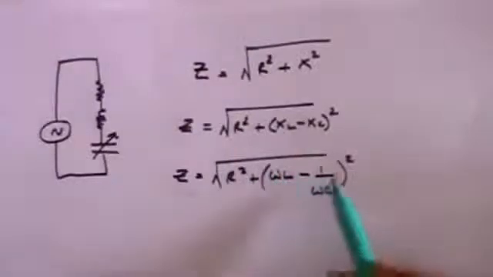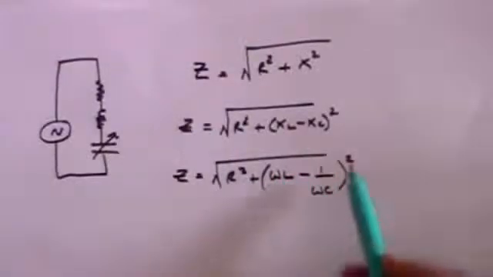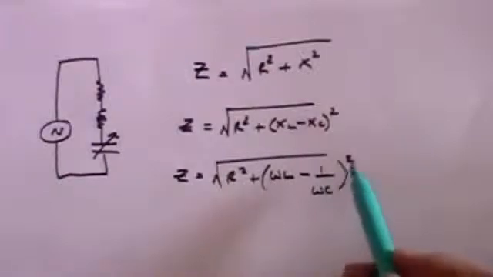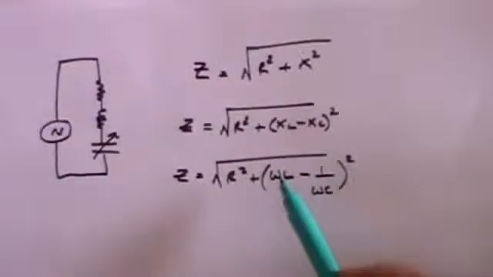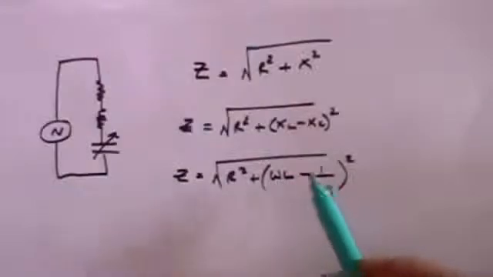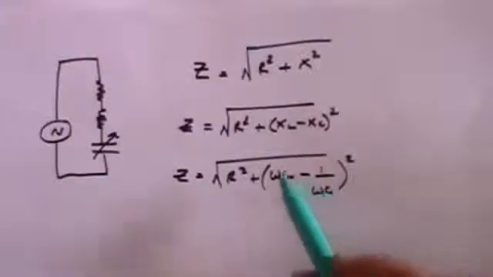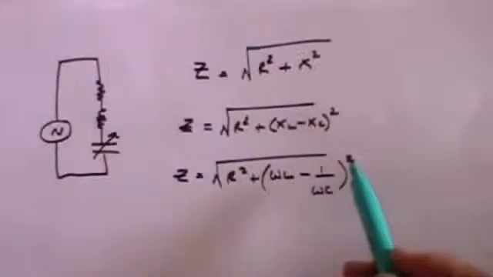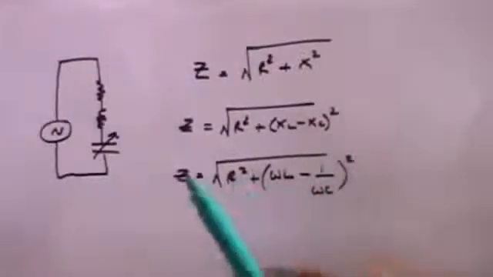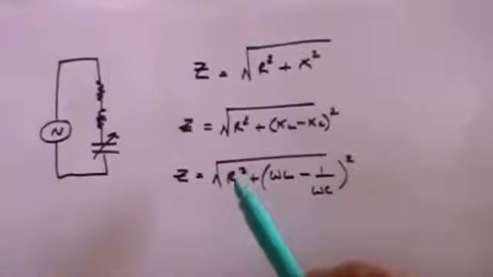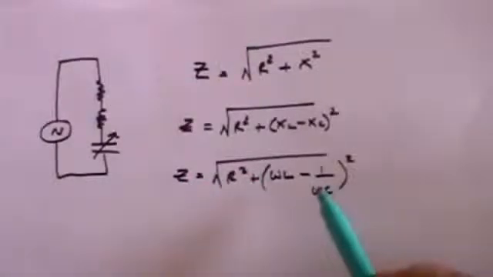Now think about this term here. This term squared will always be positive because any term squared will be positive. It matters not whether omega L is bigger than or smaller than 1 over omega C. It doesn't matter whether this term is positive or negative. When you square it, it will come out positive. So Z will always be the square root of R squared plus a positive term.